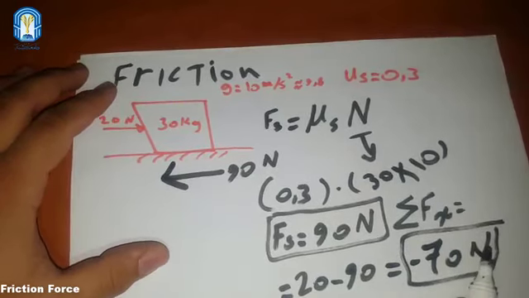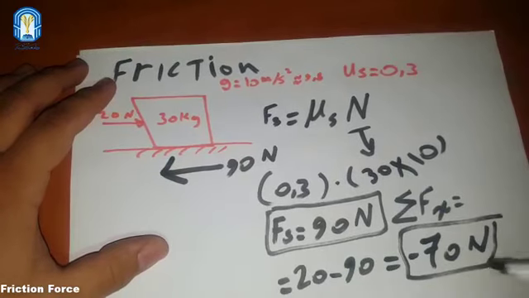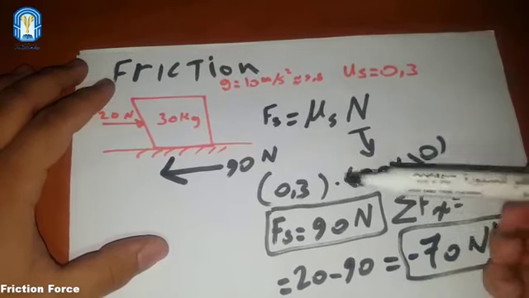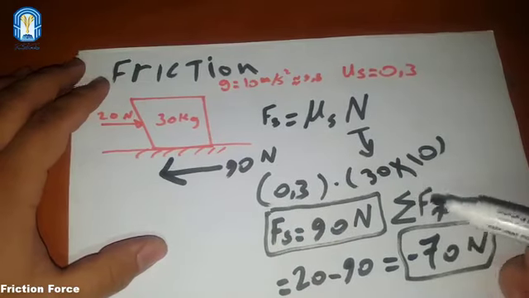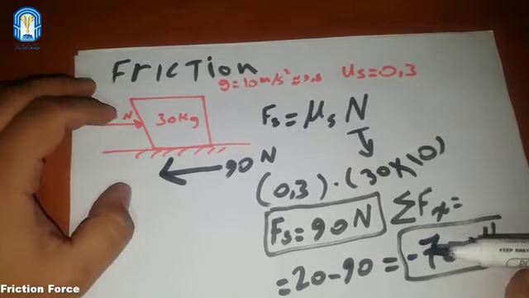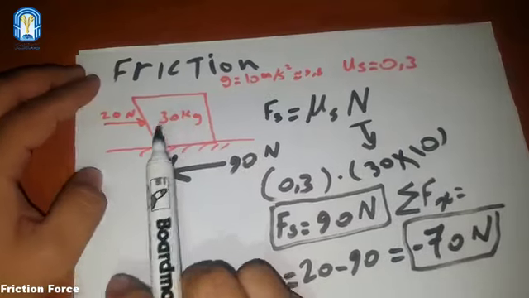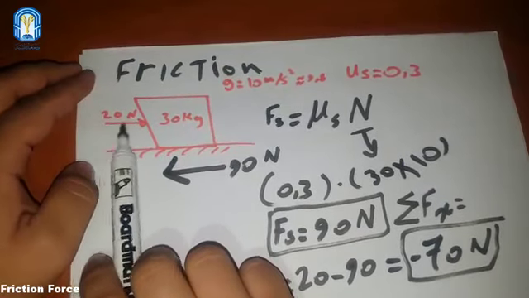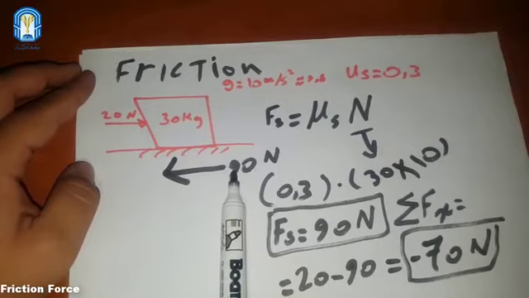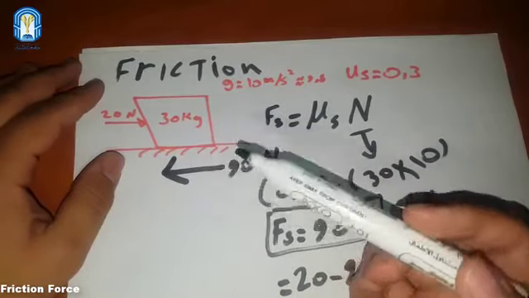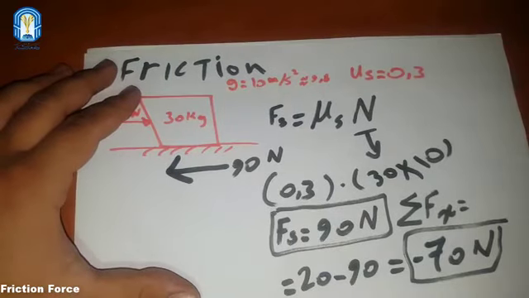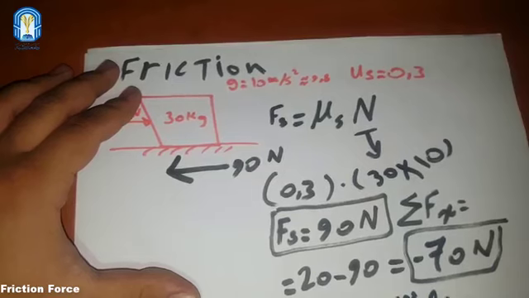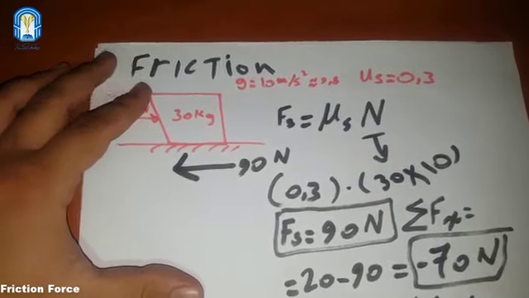What does it mean? That means there is a net force in that side, so we can't move this box, because if you look here, there's a 20 force in here and 90 there, so it's impossible to move this box. There's no minimum force to move this box.